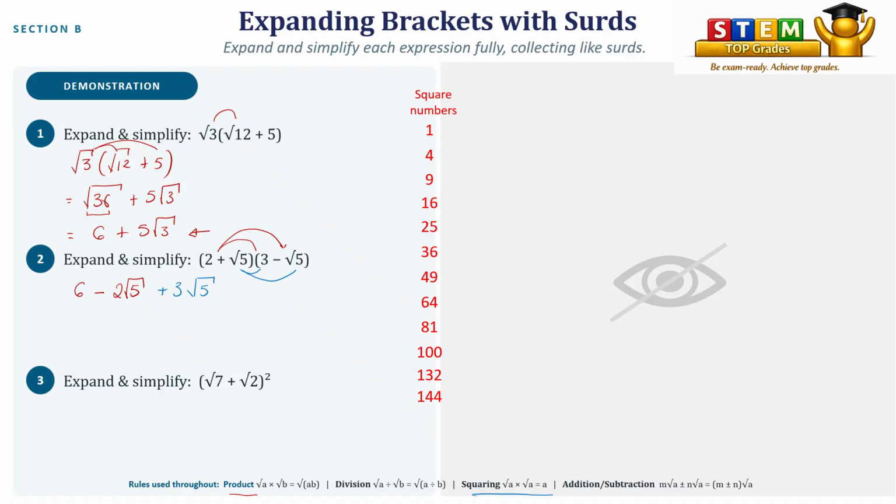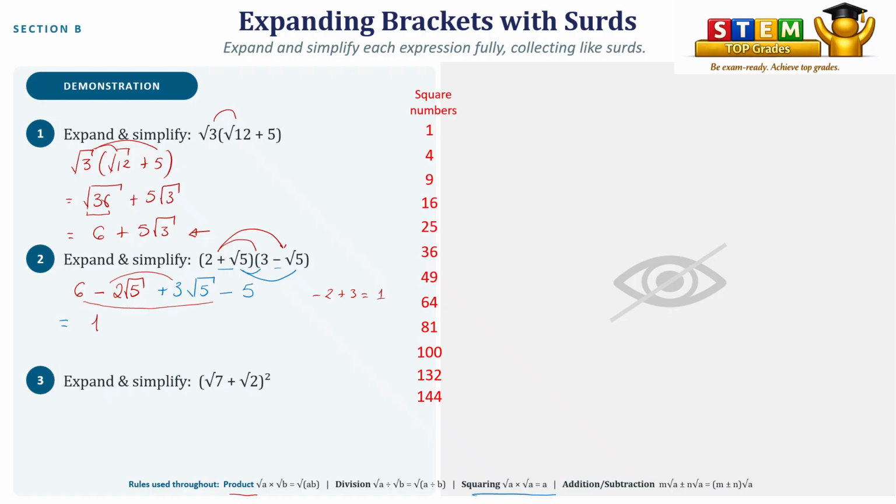Now you can see this is an identical surd multiplied by itself, okay? Therefore, it ends up with 5. And again, be careful of that negative sign. So positive multiplied by negative gives you a negative. So that's going to be negative 5, okay? And then the next line, we're going to combine like terms. So 6 minus 5, that's going to be 1. And minus 2 plus 3 gives you 1.